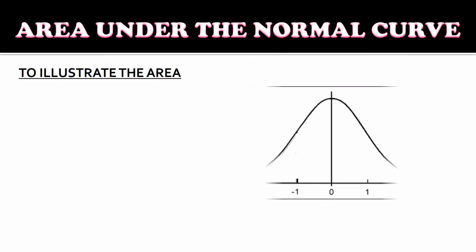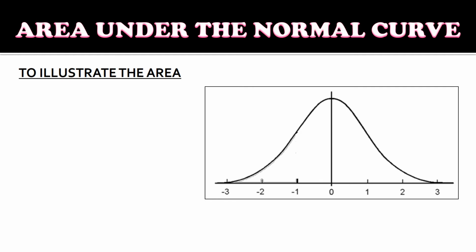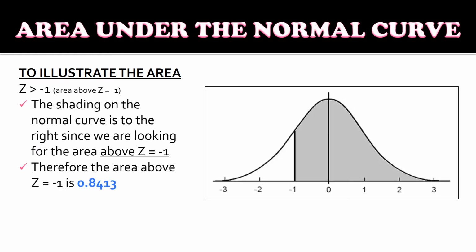To illustrate the area, we have the graph here. Same thing, we just locate the -1 and then trace it upward. Instead of shading on the left side, since it was below in example number 1, this time it is above, so the shading would be on the right side. Therefore, the area above z equals -1 is 0.8413. That shaded area is equal to 0.8413.